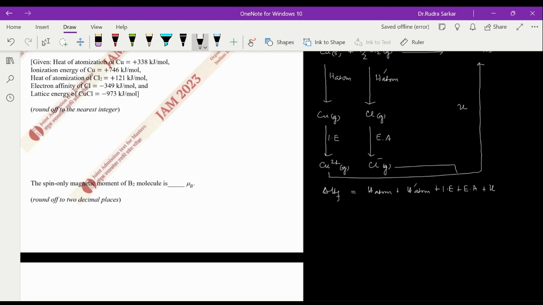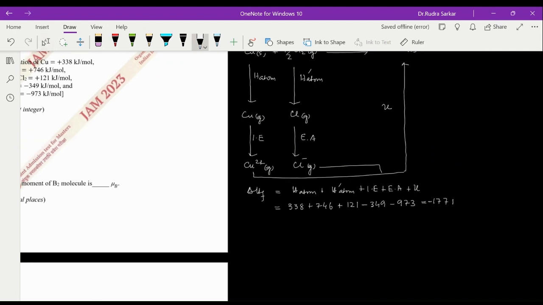And if we were to just plug in the values over here, that is 338 plus 746 plus 121 minus 349 minus 973. The answer that we get is minus 177 kilojoule per mole.